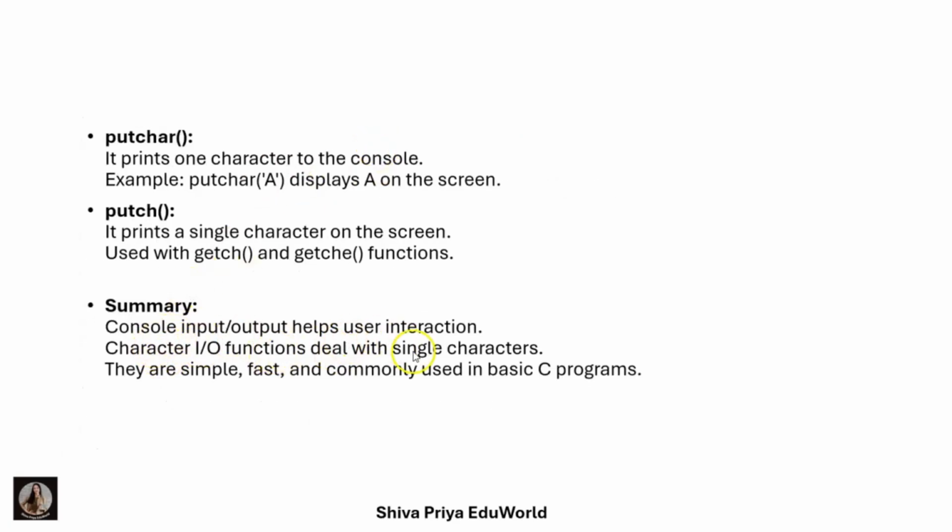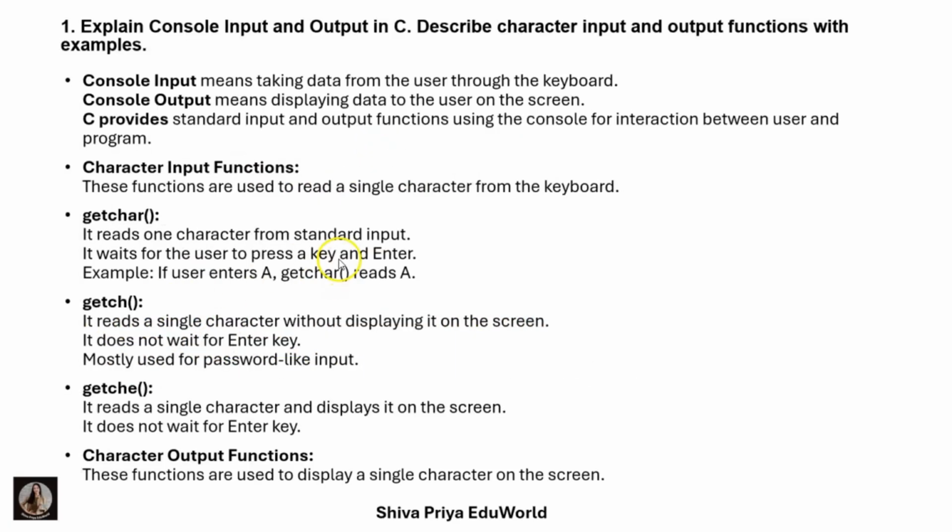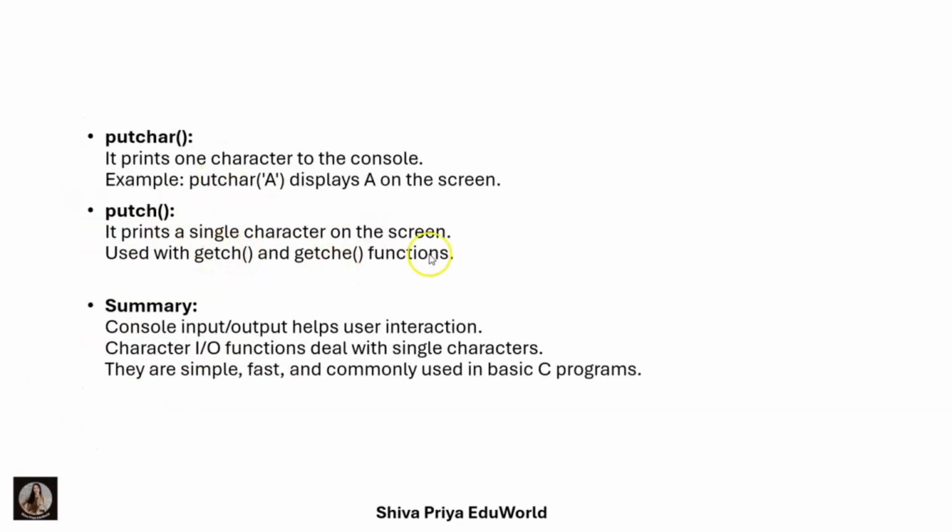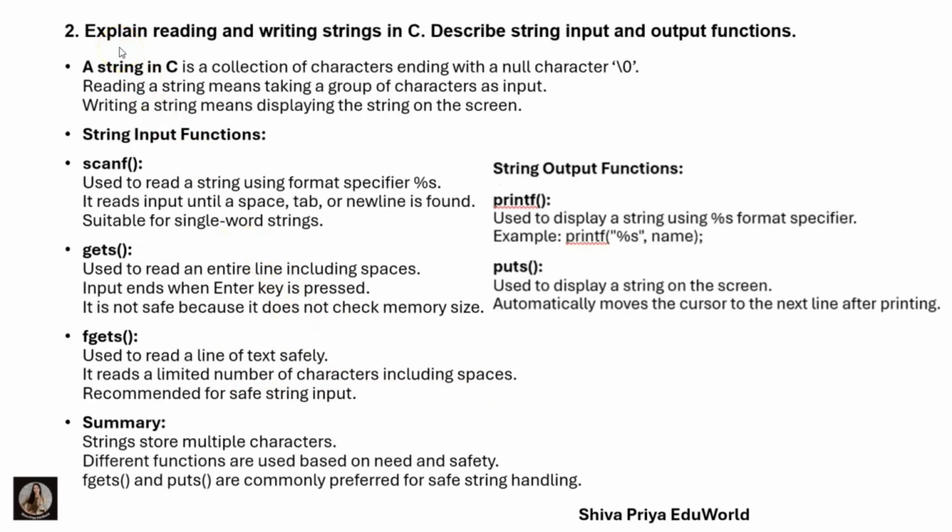Character input and output functions deal with a single character. You can observe one common thing: they will read only a single character and display only a single character. They are simple, fast and commonly used in basic C programs. Clear? Let's move to the second question.